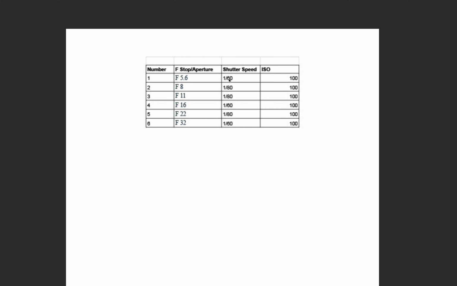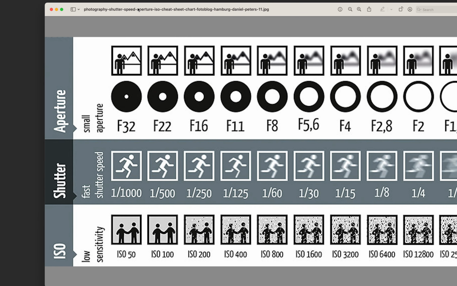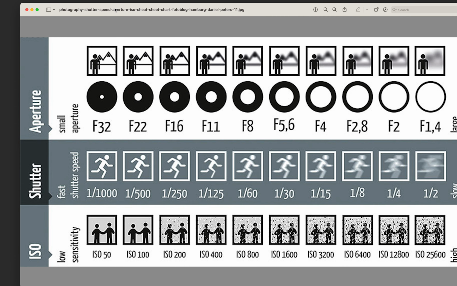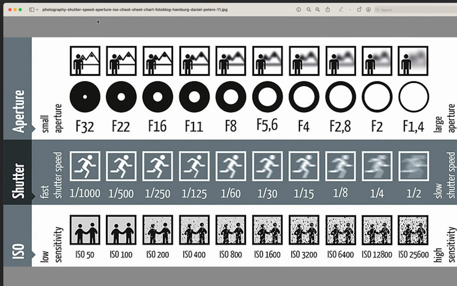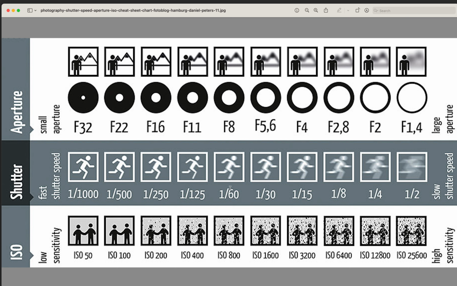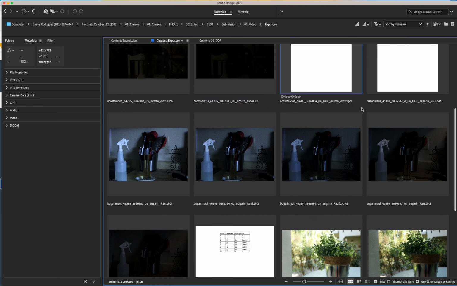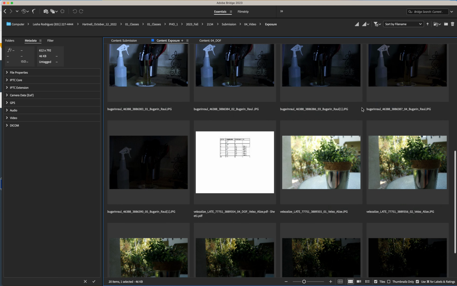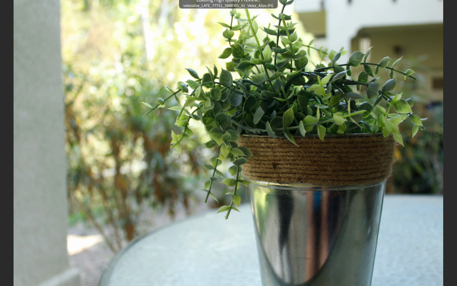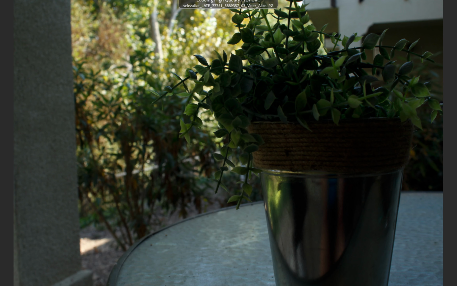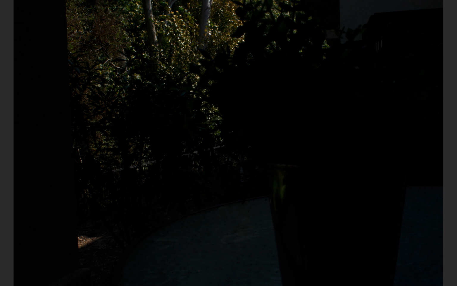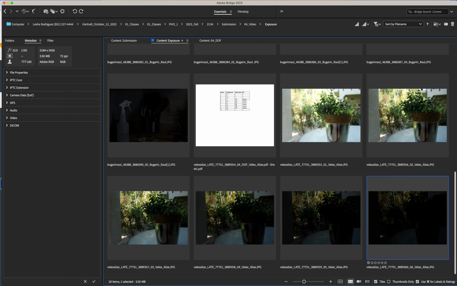So at 5.6, at 1/60th, it was fine. But as we go, f8 at 1/80th, it's still, the shutter needs to be open for a longer period of time. So the shutter needs to slow down. So once again, if your images look like these, where you have one correctly exposed image and they get progressively darker and darker as you go along, that means you need to change several things.